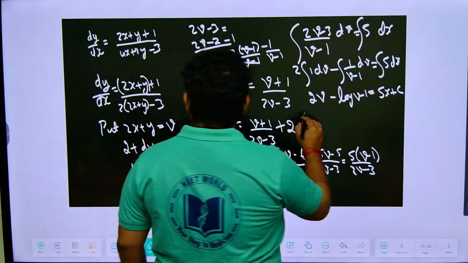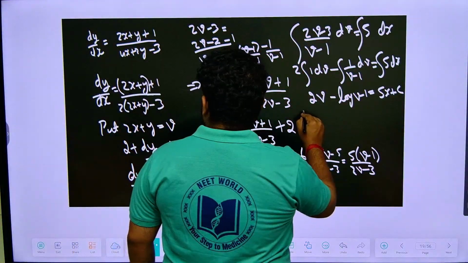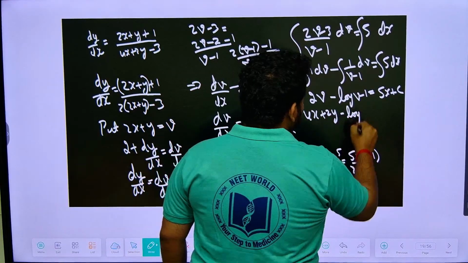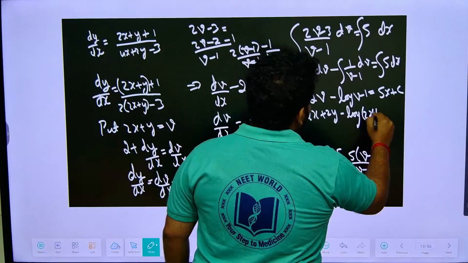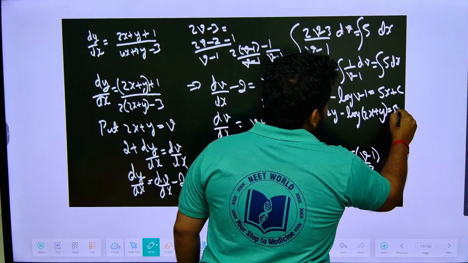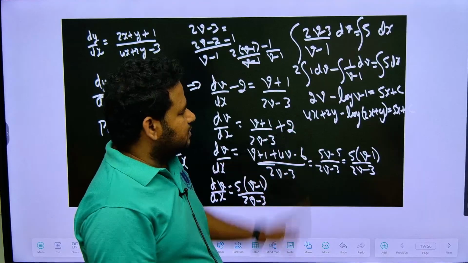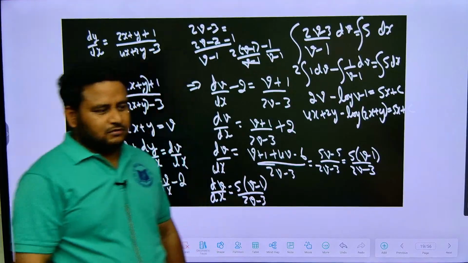So 2x plus y. If you multiply by 2, this will become 4x plus 2y minus log of 2x plus y is equal to 5x plus c. So this is the final differential equation. Okay. Understood?